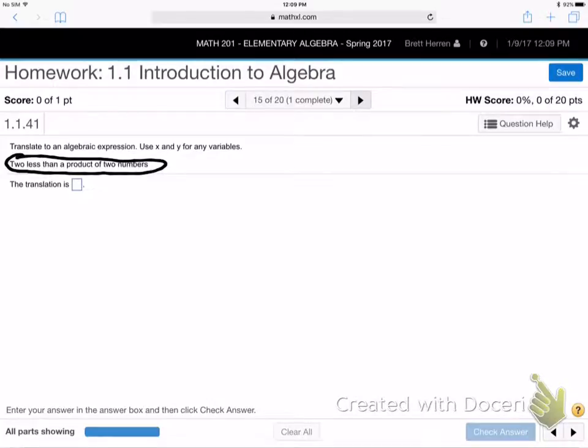2 less than a product of 2 numbers. All right, you want to try that in your own paper? Let me give you a second. Try that first, then I'll finish that.